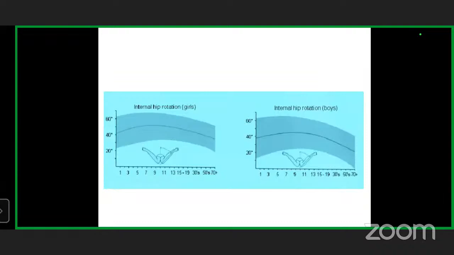For girls, there will be more internal tibial torsion and more femoral anteversion when compared to boys. On average the internal rotation starts from 40 degrees, but it can vary from 25 to 65. In boys, the average internal rotation ranges from 12 to 65 degrees, but it gradually decreases over a period of time.